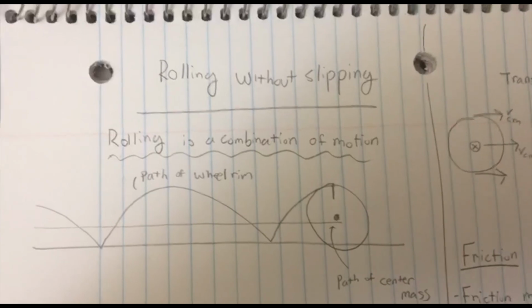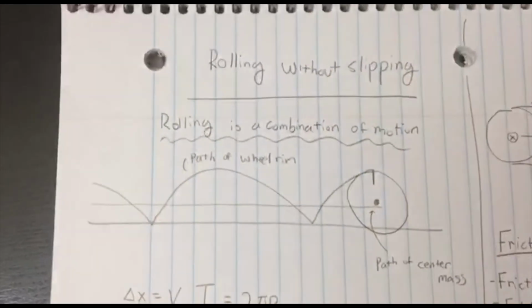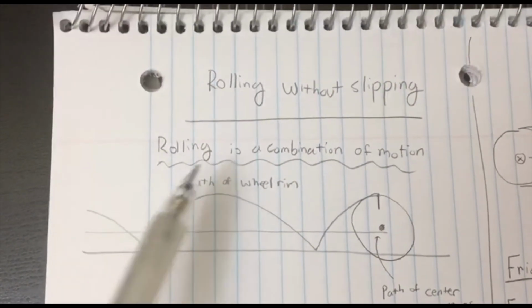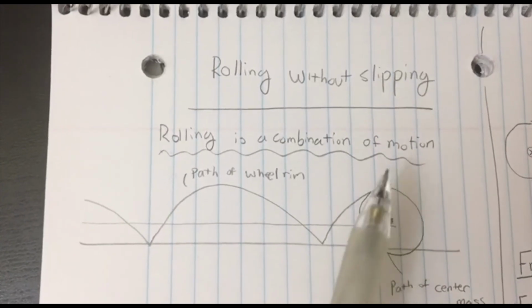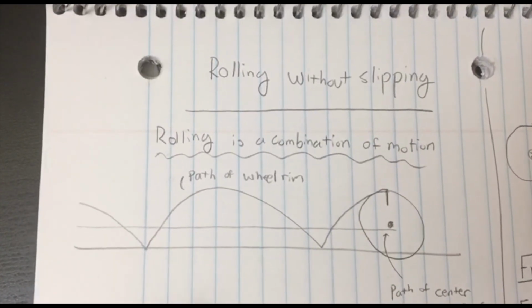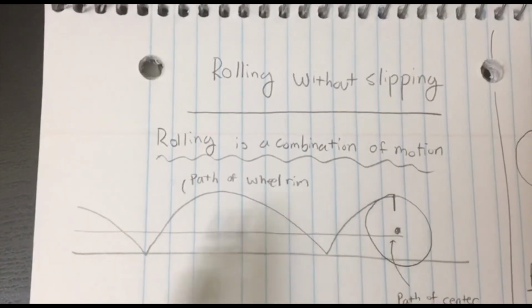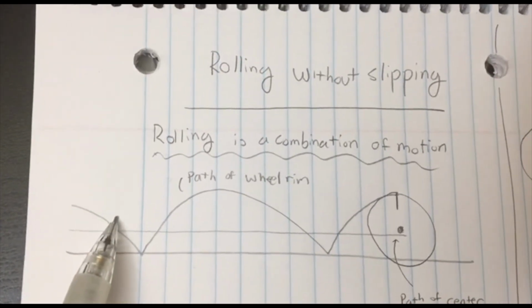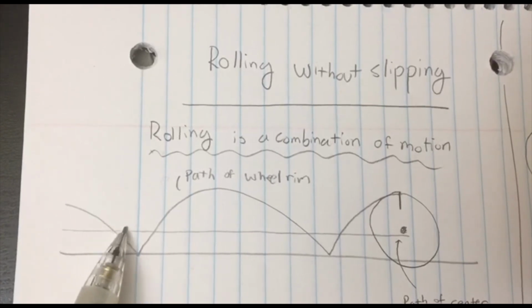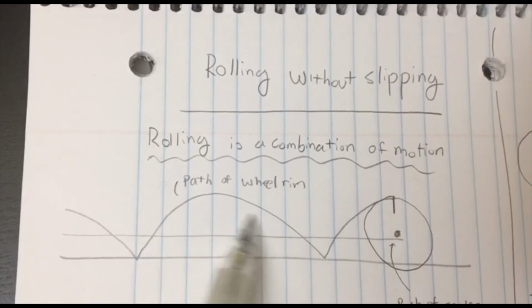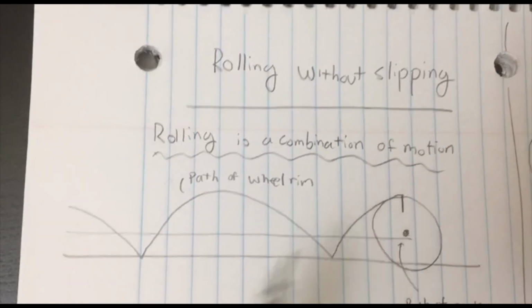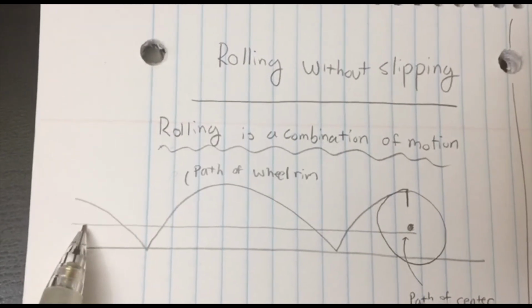This time we're going to learn about rolling without slipping. Rolling is a combination of motion. You can see in this diagram that a point on a rim traces out a semicircle motion, also known as a cycloid, and there's also a translation path of the center of the wheel.